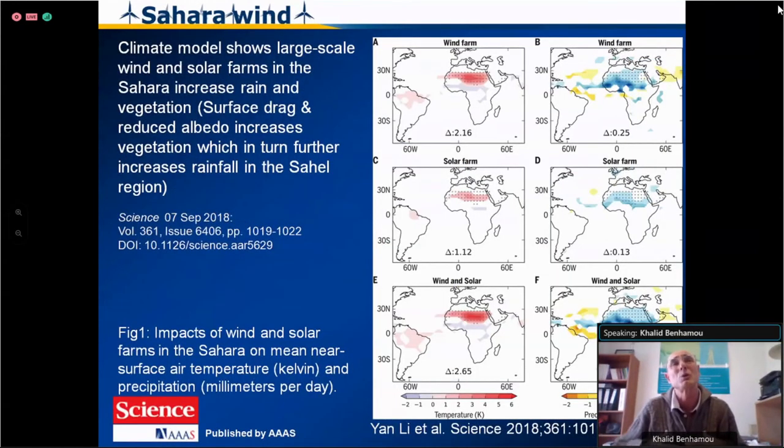Last but not least, I want to show that those mega projects also have a climate impact. I mean, we're just coming out of COP26 in Glasgow. There are climate models that show that if you deploy massive amounts of wind and solar energy on the Sahara, and in that case it will be on the Sahara coastline using the trade winds, you will have a drag effect and reduced albedo, which can have a positive climatic impact, resulting in increased precipitation.